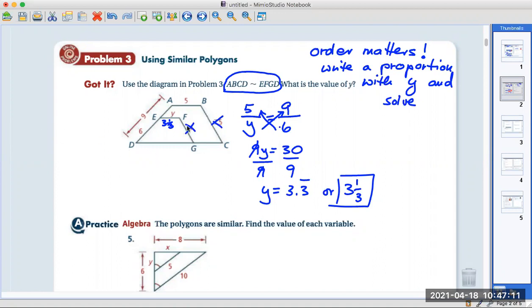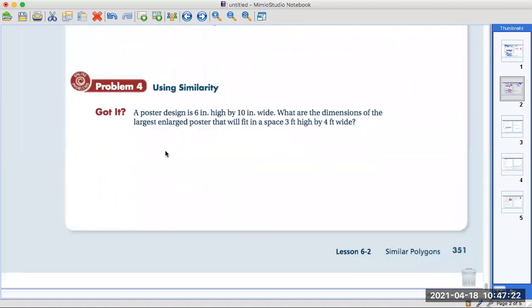Okay, I'm gonna erase it. And on the bottom of the page, now we're looking at applications, which means how do we use this, which is always better than just the math. The math just helps us to do these applications. So using similarity, a poster design is 6 inches high by 10 inches wide. So it's a poster, okay? And what are the dimensions, or length and width, that's called dimensions, of the largest enlarged poster that will fit in a space 3 feet high by 4 feet wide?